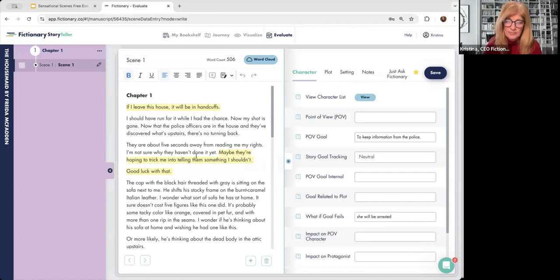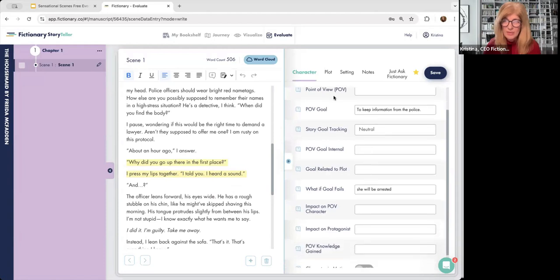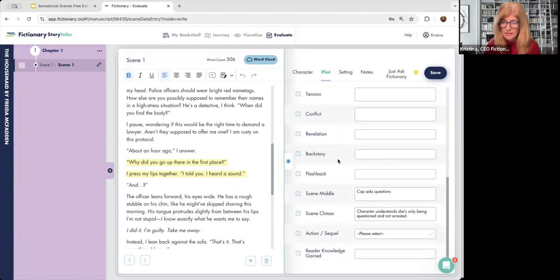So that's her goal. Then we get to the scene middle, and you can see how nicely these scene middles are right in the middle, just by where this bar is. She's now being interrogated by the police, and he asks her, why did you go up there in the first place? And he's talking about the attic upstairs in the house she's in. "And I pressed my lips together. I told you I heard a sound." And so now she's right at the middle. So let's go to the middle over here.